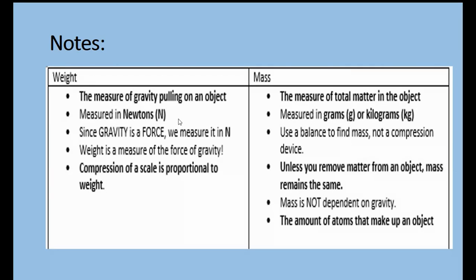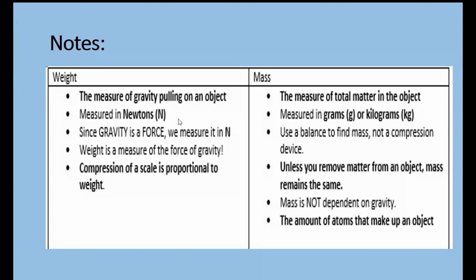Compression of a scale is proportional to weight. Again, pushing things together, you're compressing it. Sorry, apparently I can't use my words today. It's proportional to the weight, so the amount of gravity pushing or compressing on an object is going to be proportional to its weight. That's why you don't get squashed.